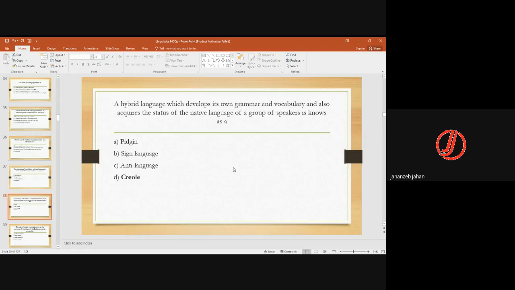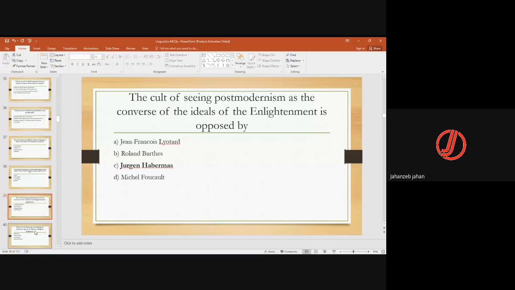A hybrid language which develops its own grammar and vocabulary and also acquires the status of native language of a group of speakers is known as Creole. So इसको हम आगे डिटेल में भी डिस्कस करेंगे. Creole basically pidgin का एक second phase है कि pidgin converts into Creole and then Creole converts into a language.